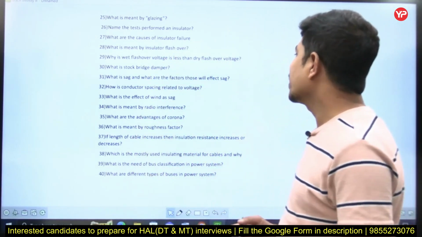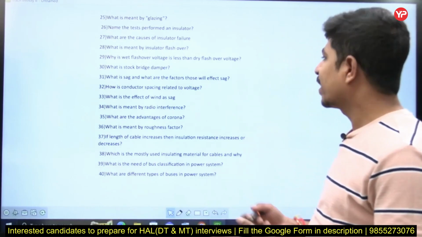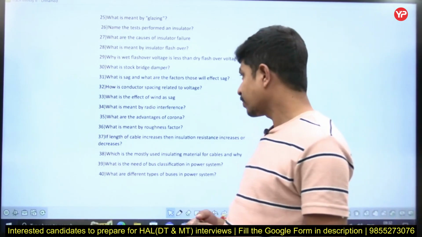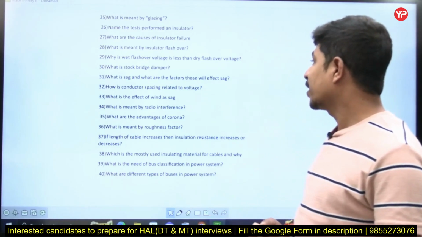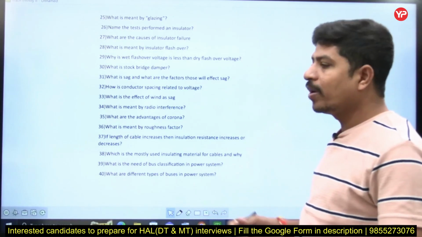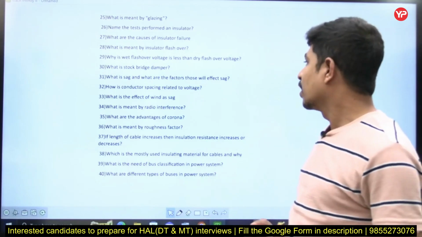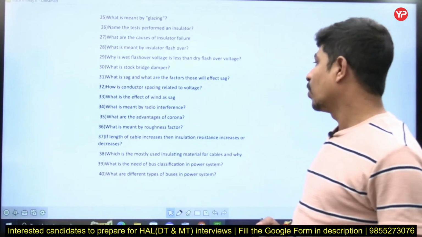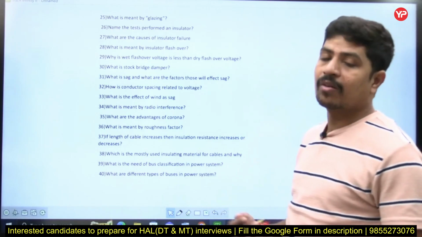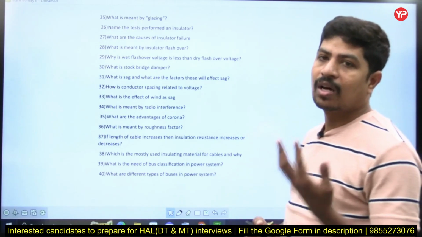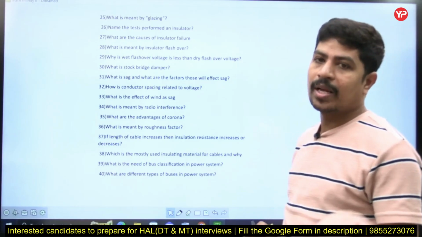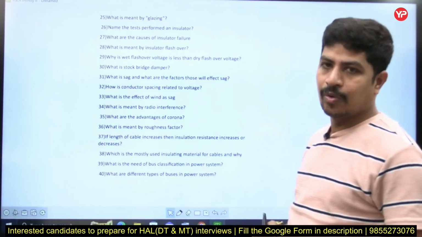Next question is, what is sag and what are the factors that affect the sag? You know it very well. How is conductor spacing related to voltage? If voltage increases, I have to increase the conductor spacing to reduce electrical corona. Next, what is meant by radio interference? Radio interference is the interference of power line flux with neighboring communication lines.